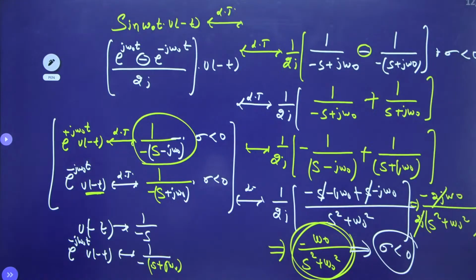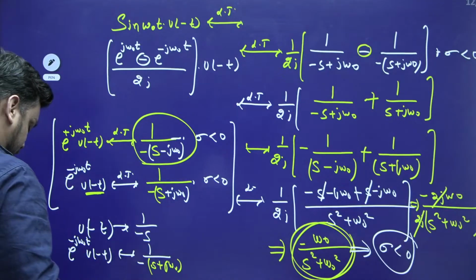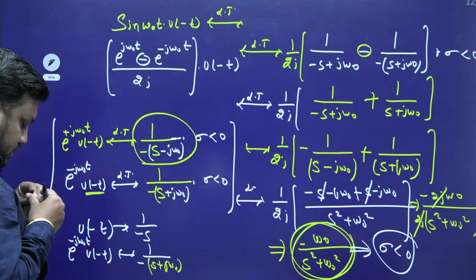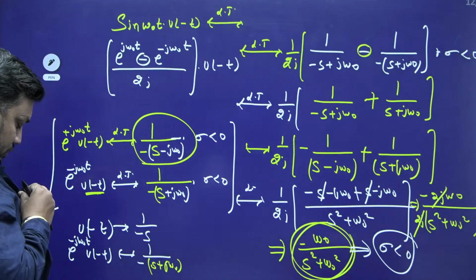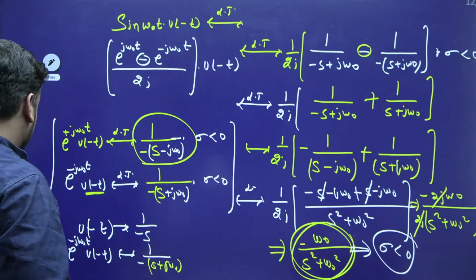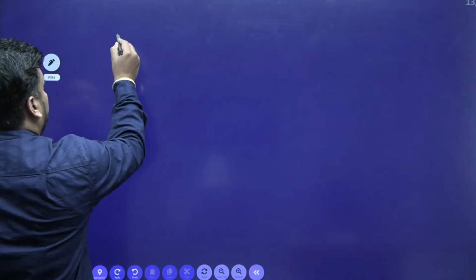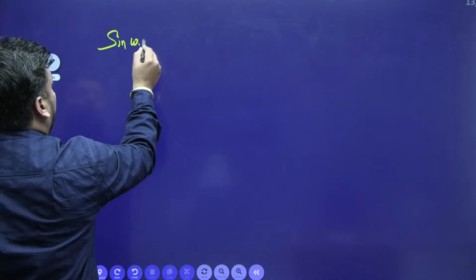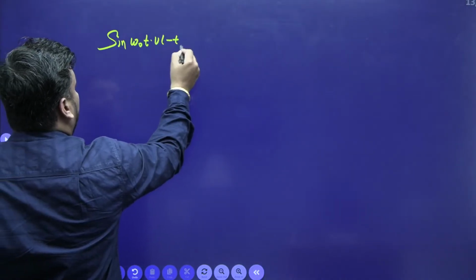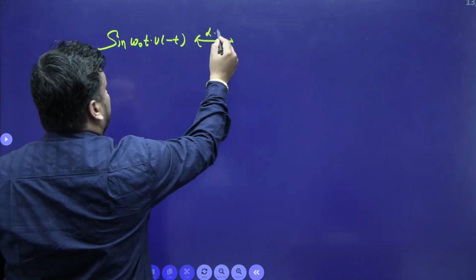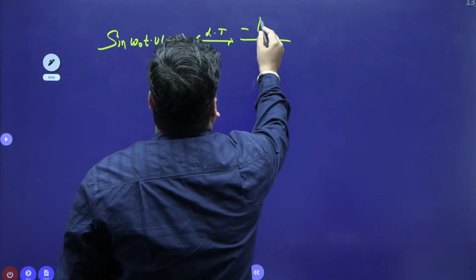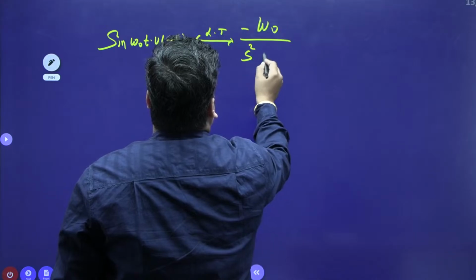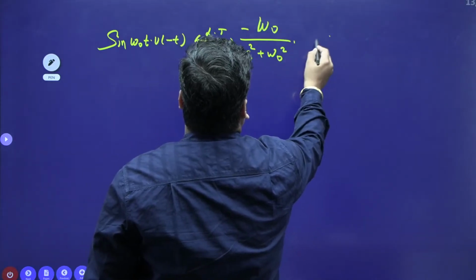Okay, so I think this part is completed already. So the conclusion is what, guys? Sine of omega 0 t into u of minus t, its Laplace transform is nothing but minus omega naught upon s square plus omega naught square, and the ROC is sigma less than 0.